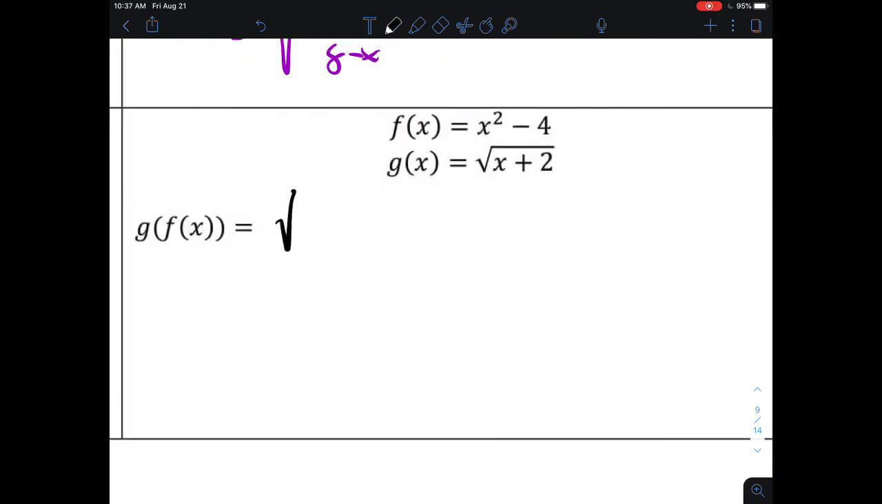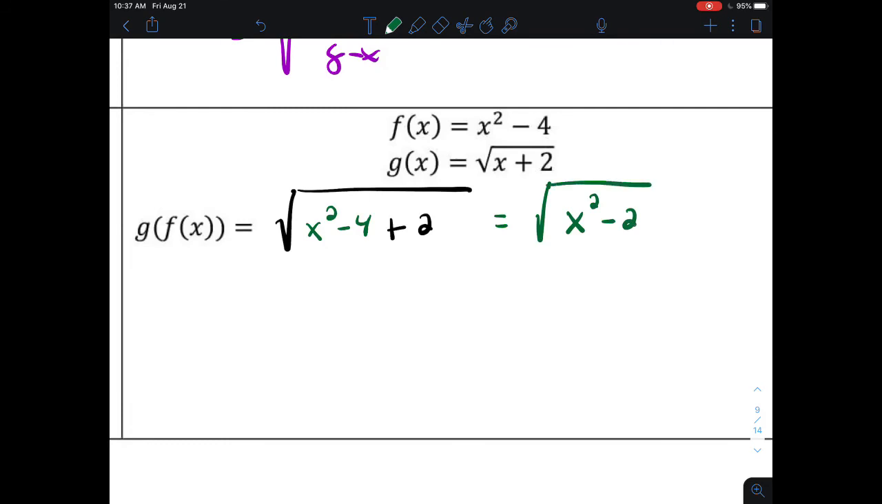So I want to find g of f of x. I'm going to take the square root of x plus 2, but instead of writing x, I'm going to put f in its place. So x squared minus 4. And for this one, I am going to go ahead and put the negative 4 and the 2 together. And so I'd have the square root of x squared minus 2 up underneath the radical. And so now I want to find the domain for that operation.